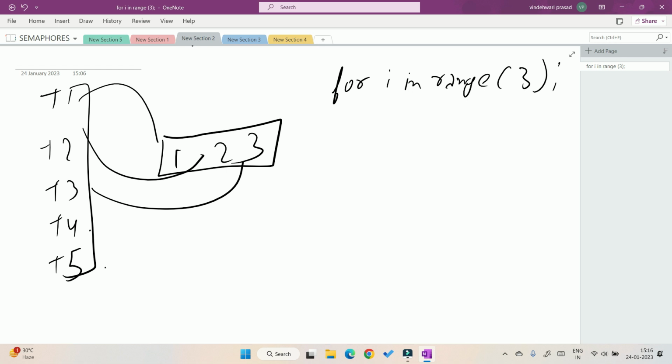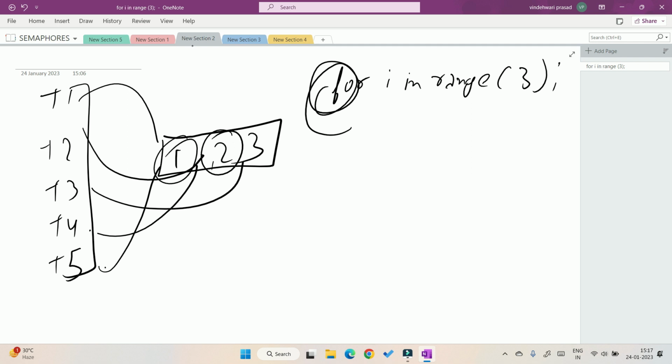So when will it acquire? When T1, T2 and T3 finish running their loops. Suppose T2 first completes the loop. It releases the resource, now T4 comes and acquires it. And suppose now T1 completes its work, now T5 comes and acquires this resource. So I hope you understand it.